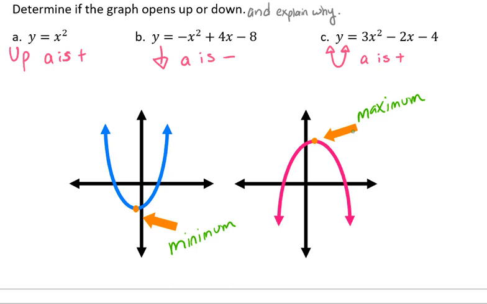So our vertex can give us a lot of information. And our a value does that as well, because our a value will tell us if a graph opens up or down, and if our vertex is a minimum or a maximum. And we can get that information without necessarily having to graph our functions.